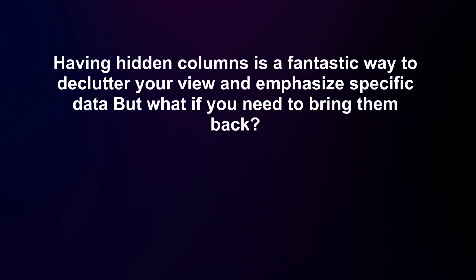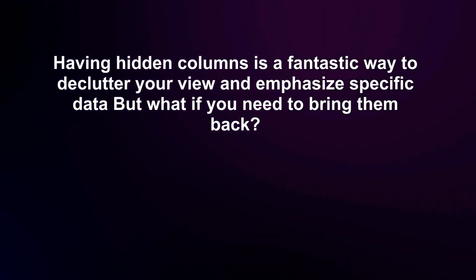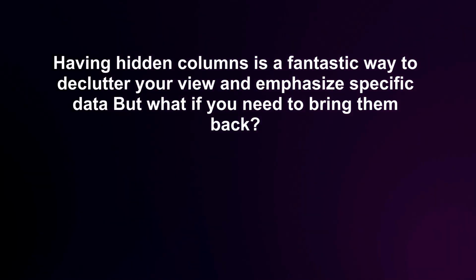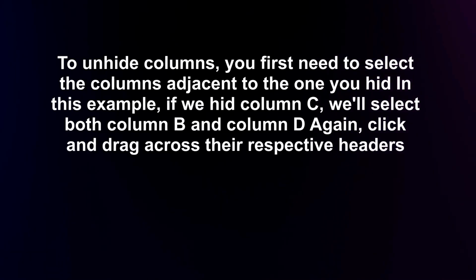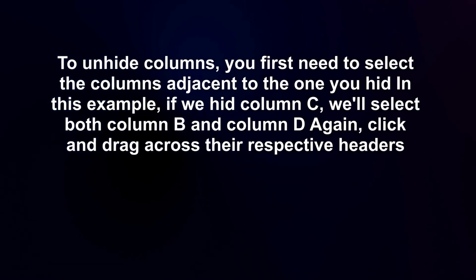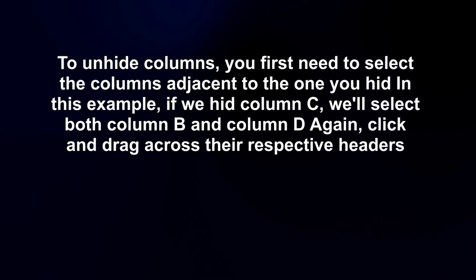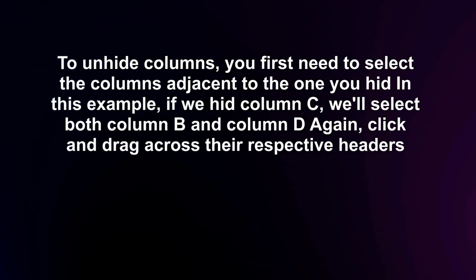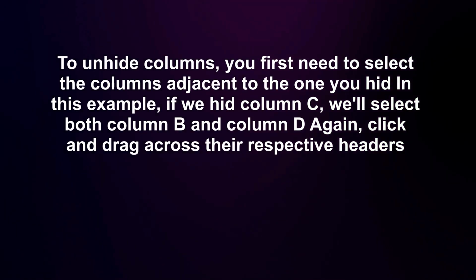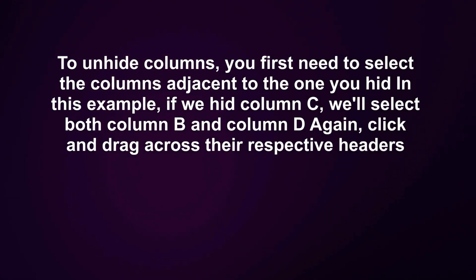Having hidden columns is a fantastic way to declutter your view and emphasize specific data, but what if you need to bring them back? To unhide columns, you first need to select the columns adjacent to the one you hid. In this example, if we hid column C, we'll select both column B and column D again. Click and drag across their respective headers.